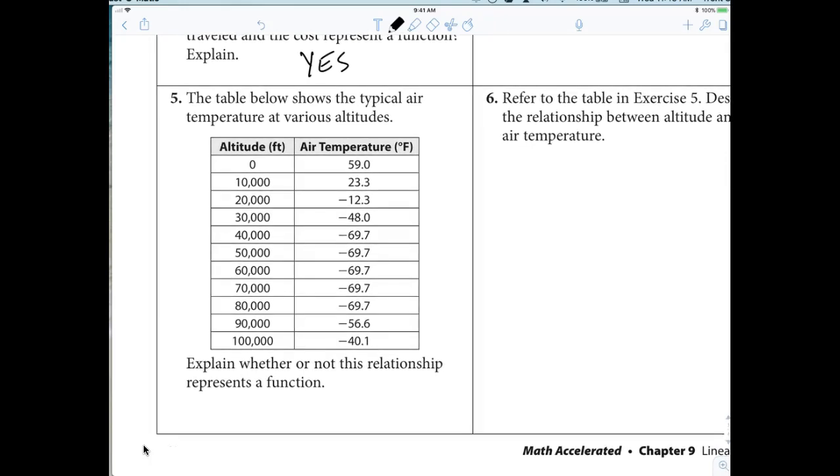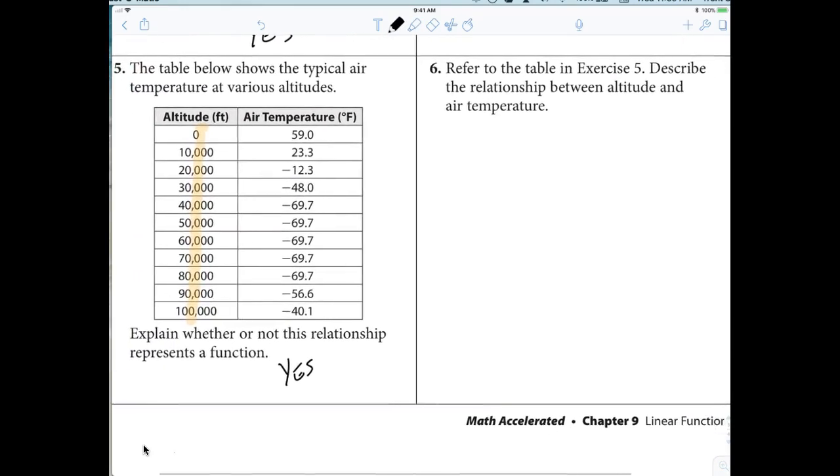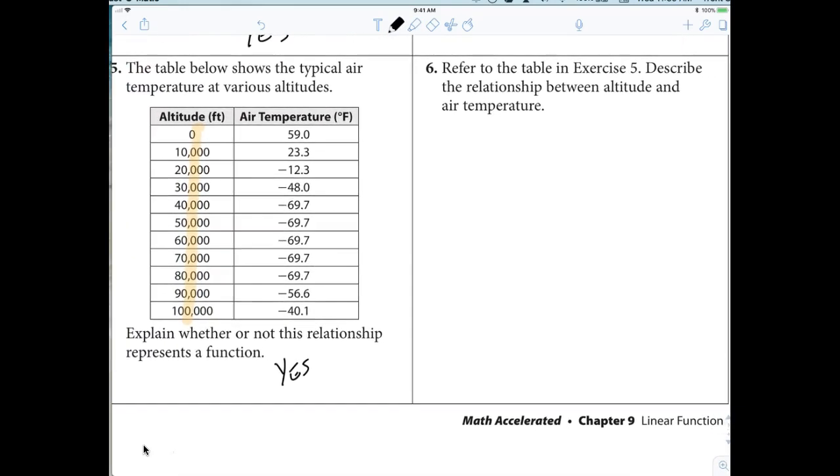The table below shows typical air temperature at various altitudes. Is it a function? 0, 10,000. I don't see. Who said no? Oh, I was looking at the... All right, you see it now, correct? Is it a function? Yes. And then refer to exercise 5.